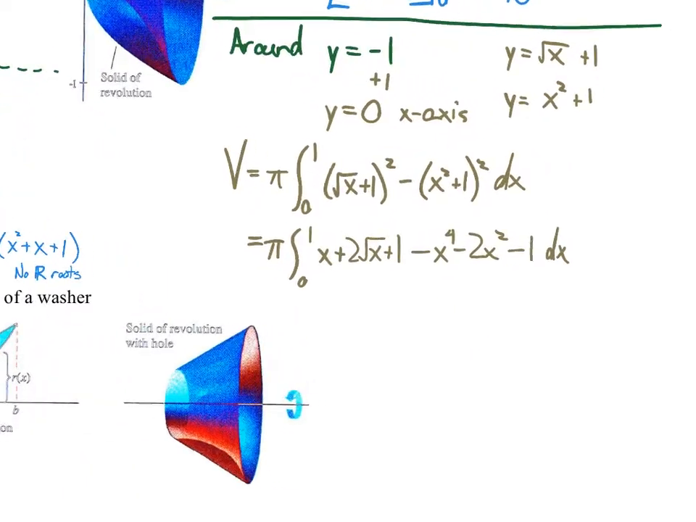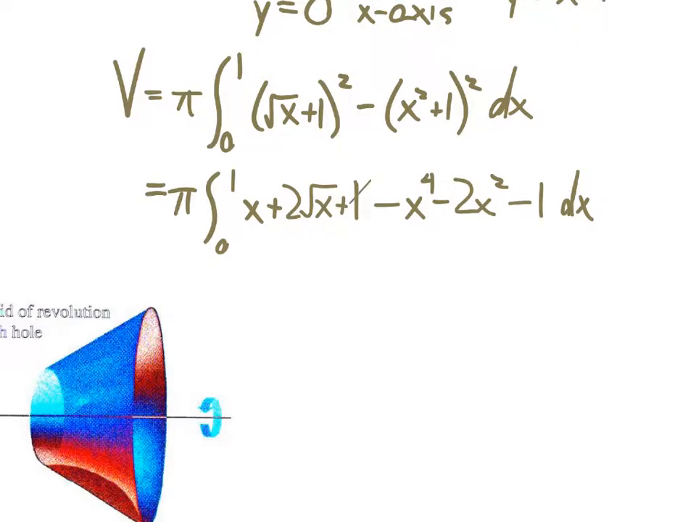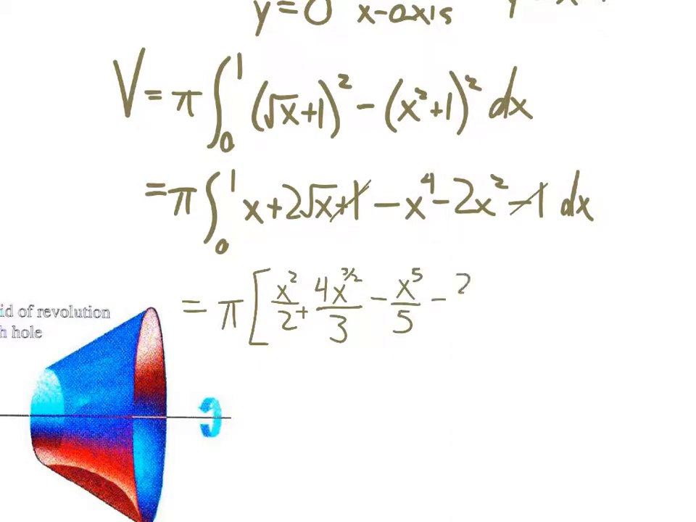Okay, you all know how to FOIL. The plus 1 and minus 1 cancel each other out. That's kind of nice. But there are no like terms, so I can go ahead and just integrate at this point. It's pi, and I've got an x squared over 2. I've got an x to the 3 halves times 2/3, and I already had a 2 there, so it's going to be 4/3. Minus x to the 5th over 5 minus 2x cubed over 3. And I've got to evaluate that from 0 to 1.